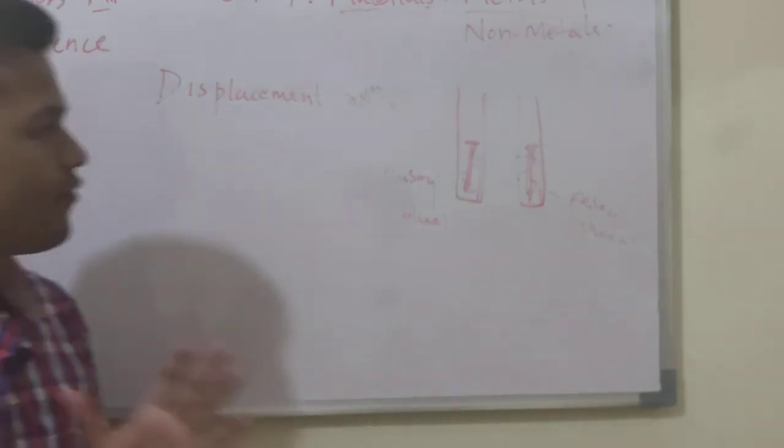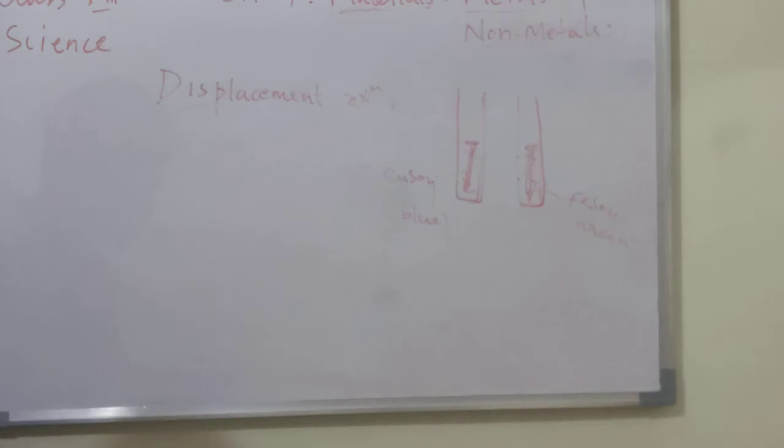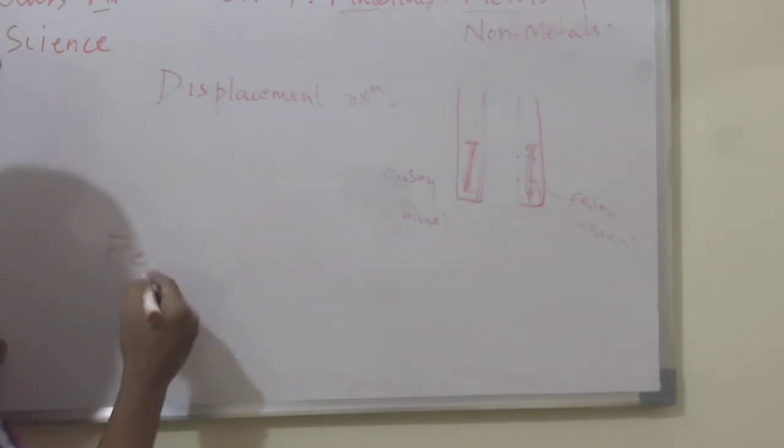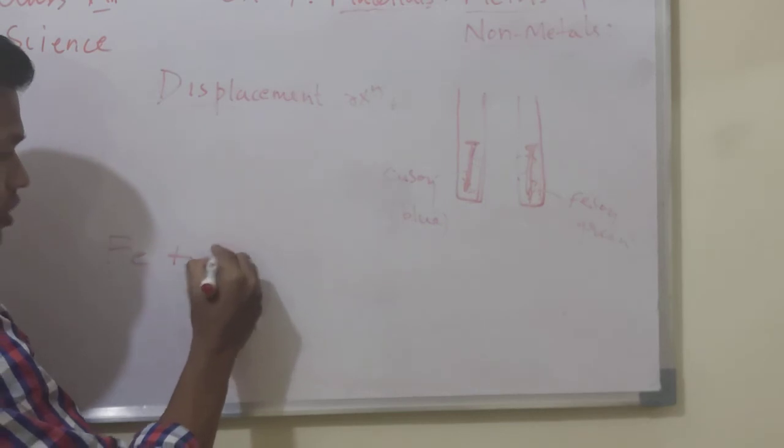What is happening here? By writing the chemical equation you can understand easily. So now we'll write Fe. I hope you are able to see. So iron plus CuSO4.